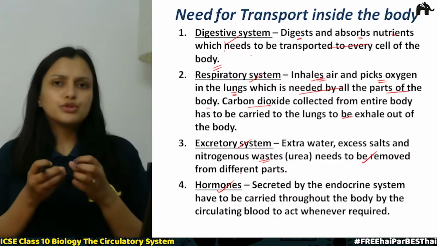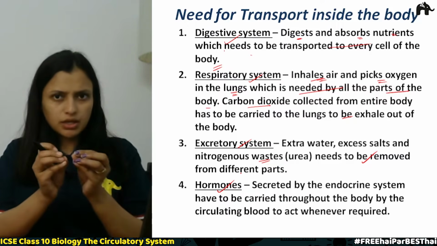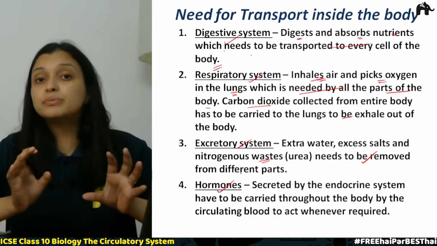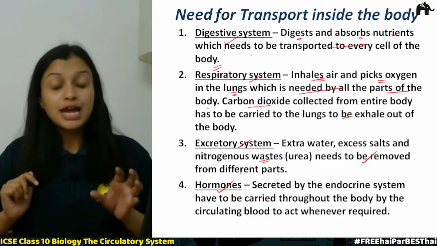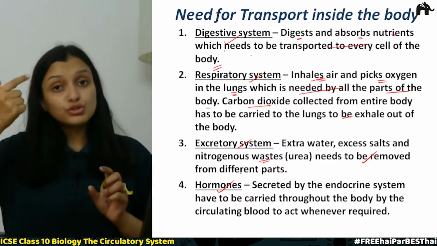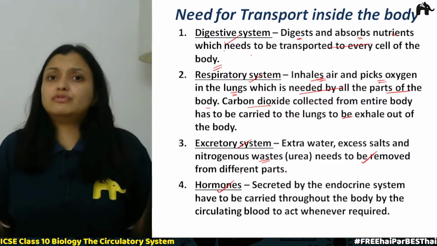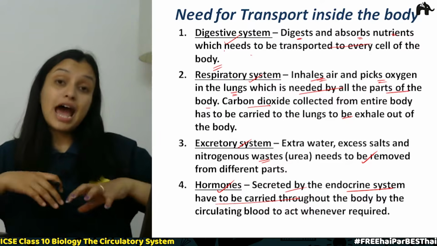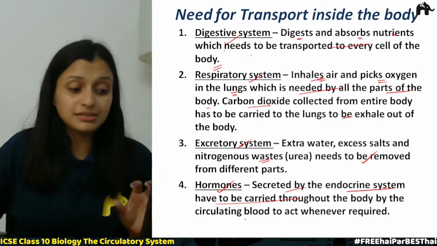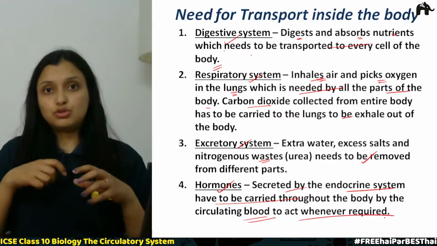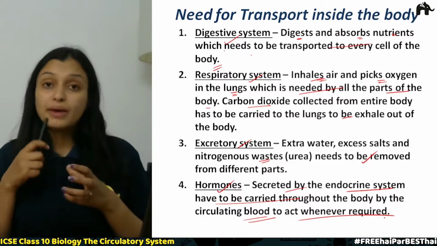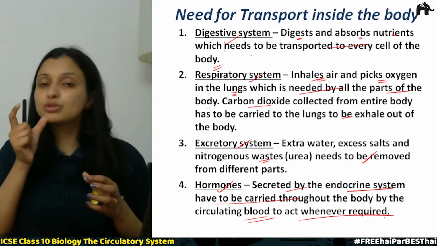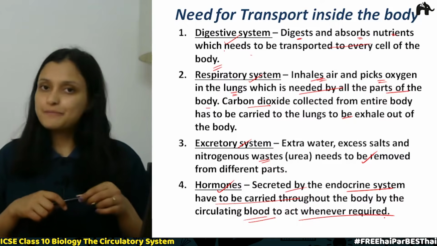The hormones are produced at a particular organ or gland, and they are not needed at that gland, but they need to be transported to the target organ, right? So who takes those hormones to the target organs? Again, a fluid inside our body, right? They are secreted by the endocrine system and have to be carried throughout the body by the circulating blood, to act wherever they are required. Wherever these hormones are required, who carries them to those target organs? That is done by the body fluids, correct?